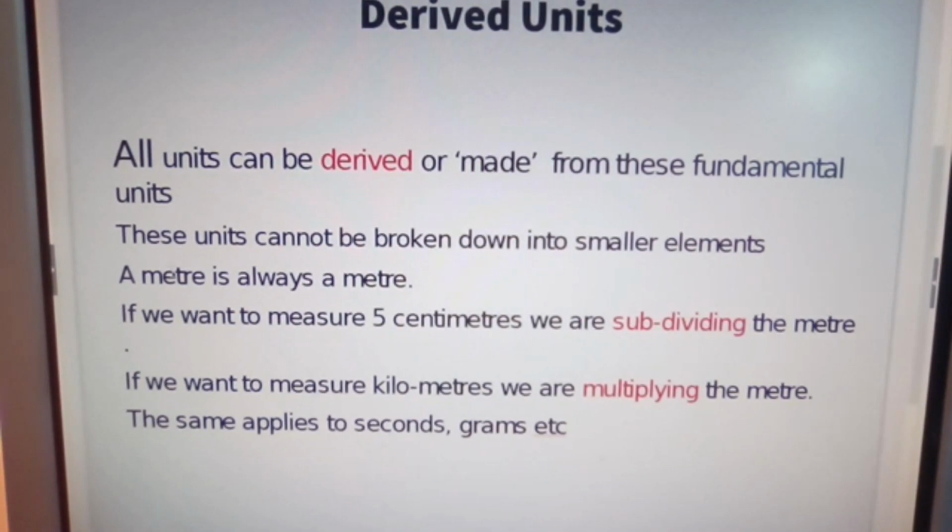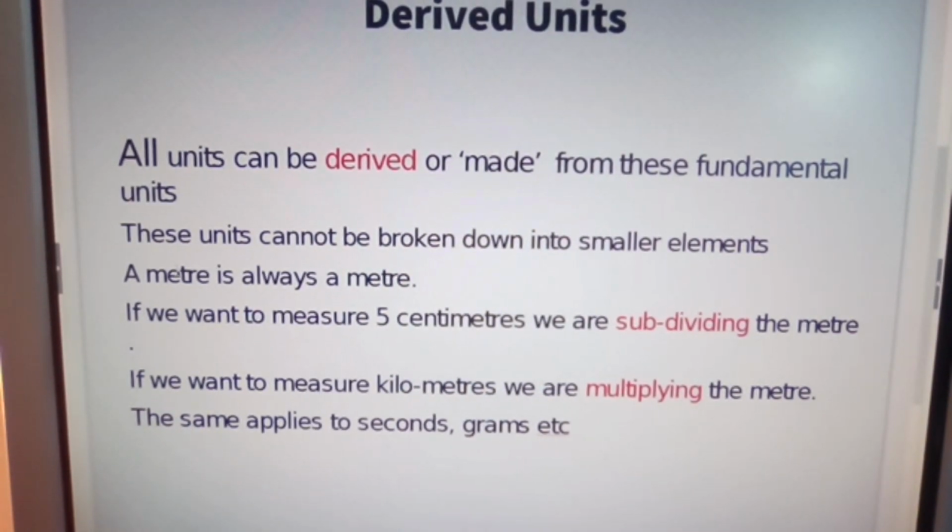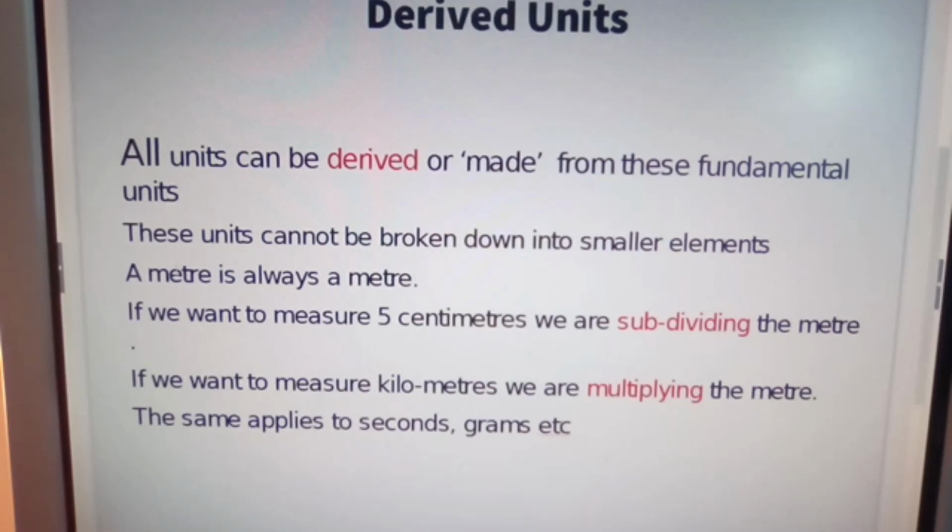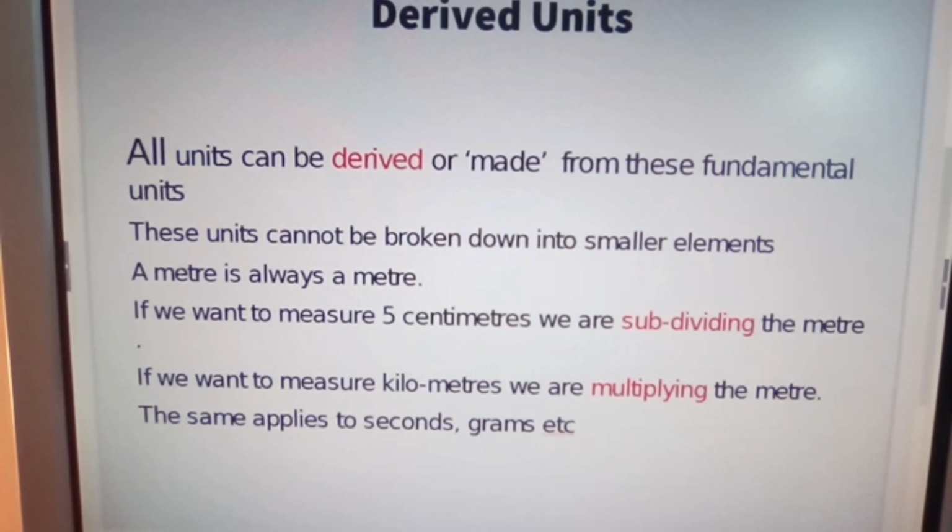Derived units. All units can be derived or made from these fundamental units. These units cannot be broken down into any smaller elements.